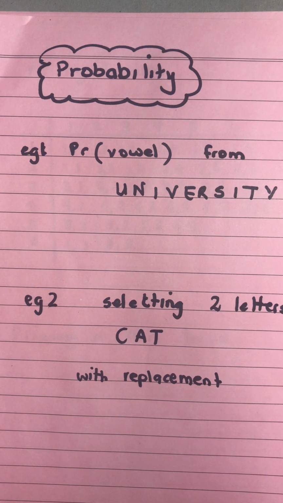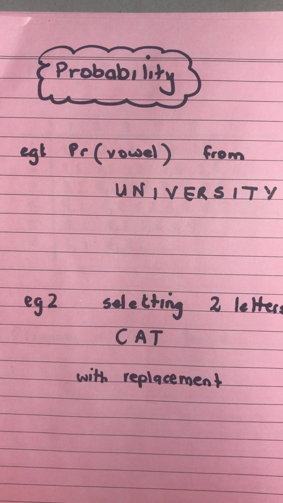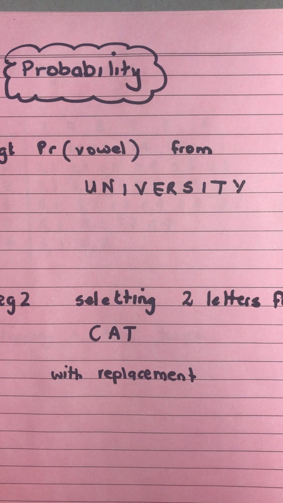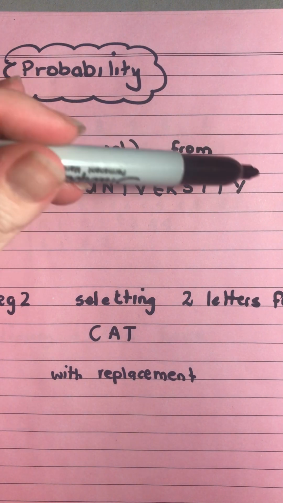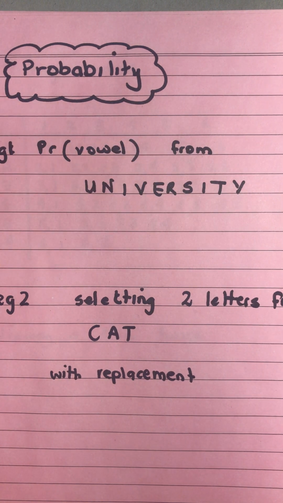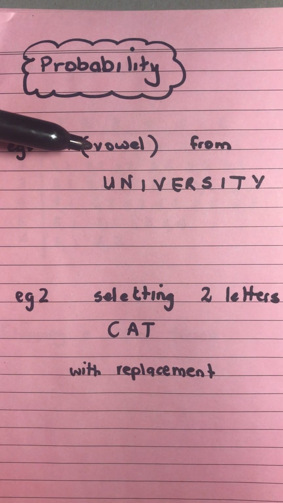In this video, I'm going to do a bit of a summary of the things that we looked at in our section on probability and go through a few examples. So the first type of thing that we looked at was finding the probability of getting a certain event from a selection. So a classic example would be given a word and then finding the probability of a certain selection from that. So what's the probability of getting a vowel?